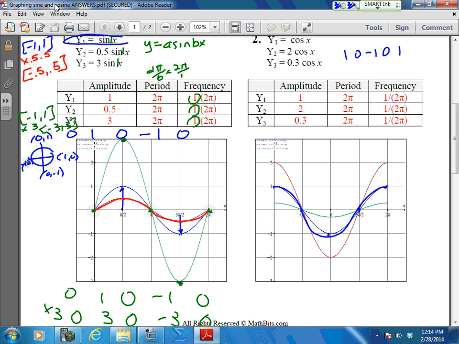Was it done? Yes. Now, I come here and I say 2. A 2 here. So they're in the red. The 2 dilates this.